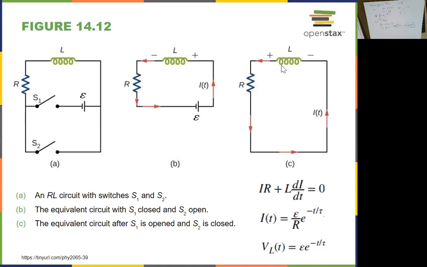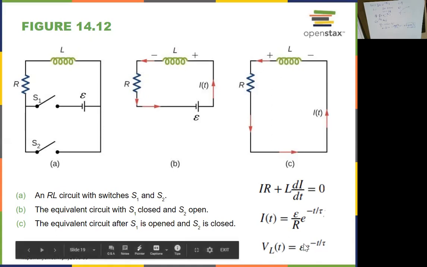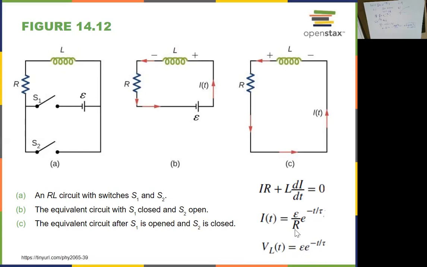So the voltage across this will be decreasing, and the current will also decrease exponentially. This is like the discharging process for a capacitor, but we are not calling it that because this is not technically a capacitor. You couldn't charge an inductor. So that's like taking energy out of the inductor.